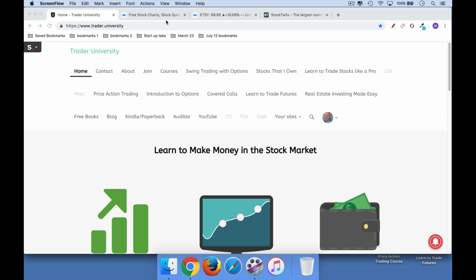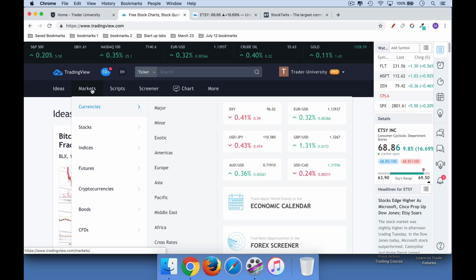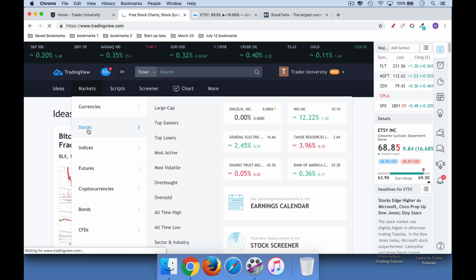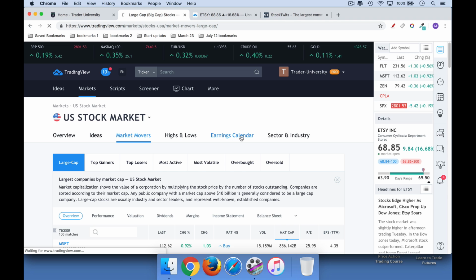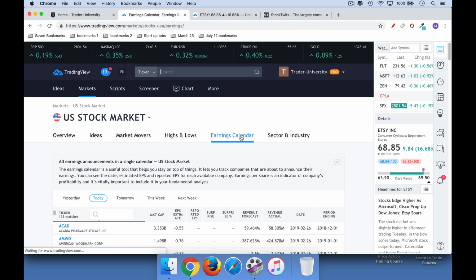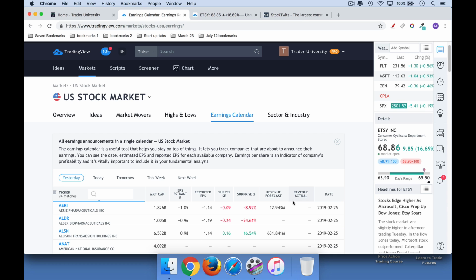So to begin, we'll just go right to TradingView.com, all one word. We're going to go down to Markets, and then click where it says Stocks. Then we're going to click over here on Earnings Calendar. What this gives us is a list of stocks that have reported earnings yesterday, today, and in the coming days. If we're looking at yesterday, what's really nice about this is it gives you a list of stocks that have reported earnings.